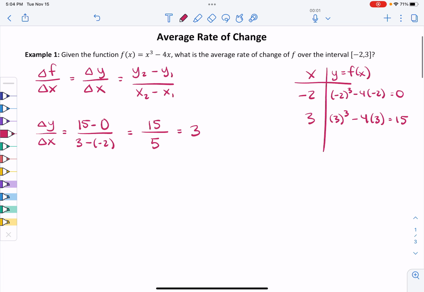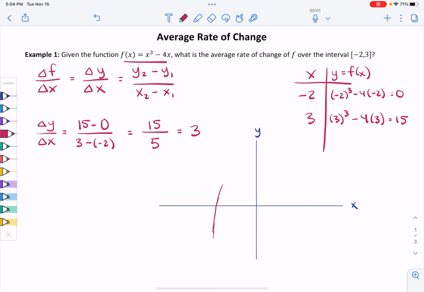Now, let's take a look at what this means in reference to the graph. So if we had the graph, let me draw some x and y axes right here. So what this means, this function right here, f of x, goes something like this. Something similar to this, not exactly like this, but here we are. This is probably a little bit more like that. So our function looks something like that.